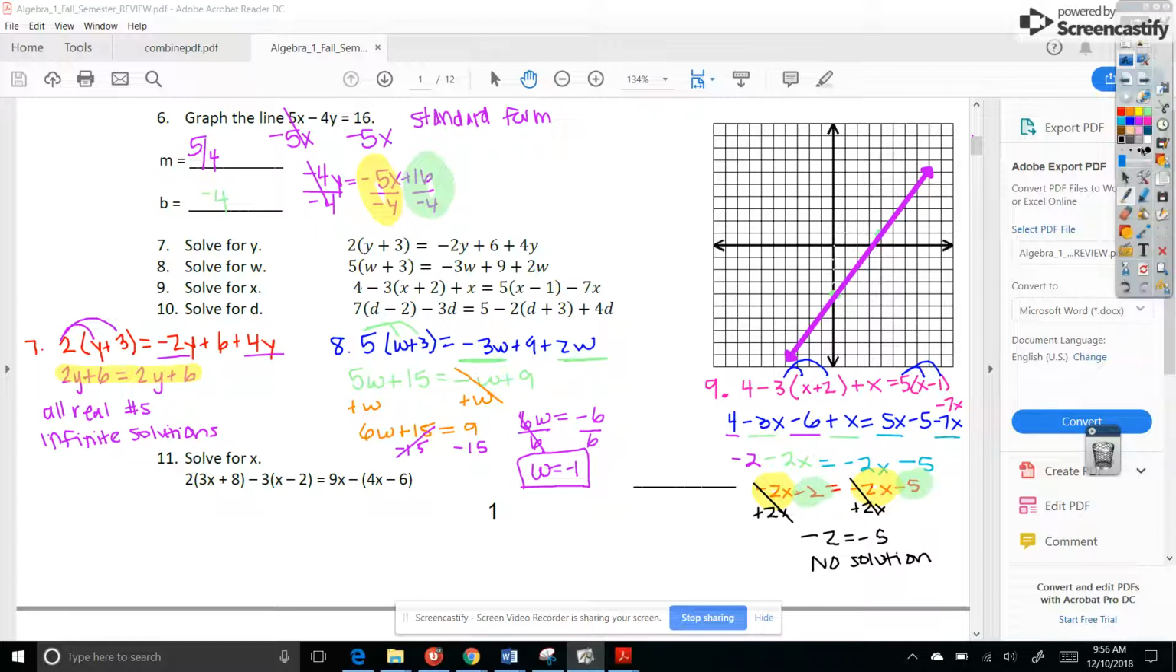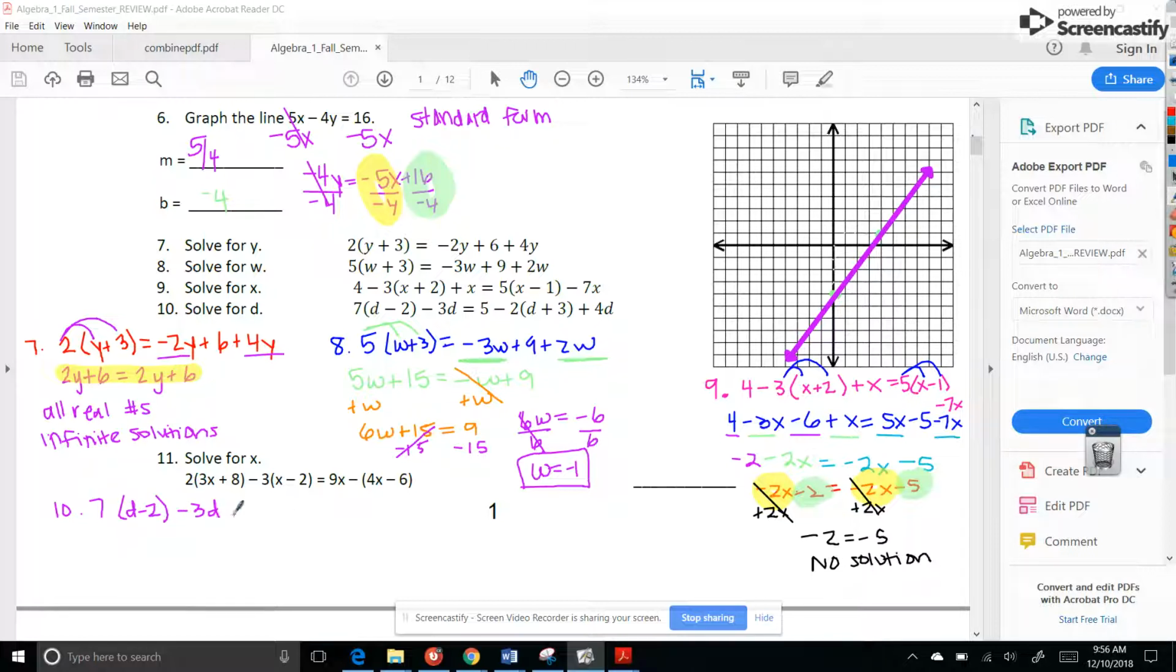Okay, last I'm going to do number 10. Oh, where can I squeeze this one? I'll have to do it down here and then erase it for number 11. Okay, I have 7d minus 2 minus 3d is equal to 5 minus 2 times the quantity d plus 3 plus 4d.